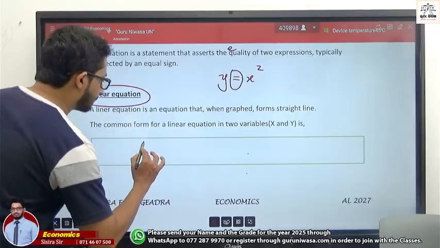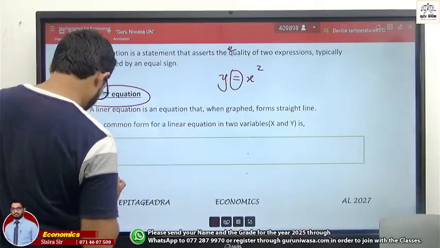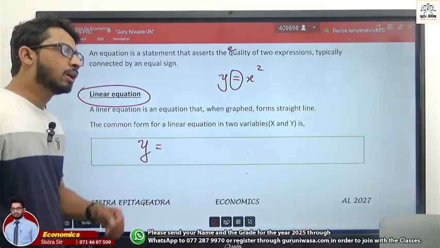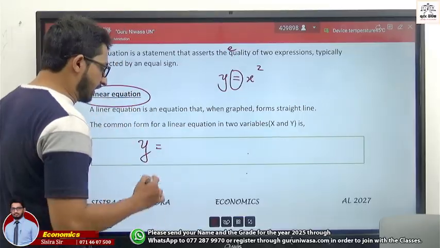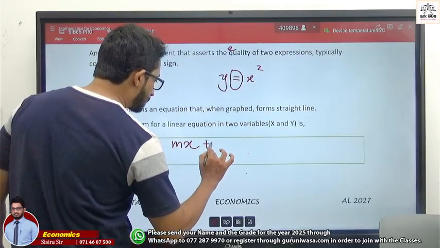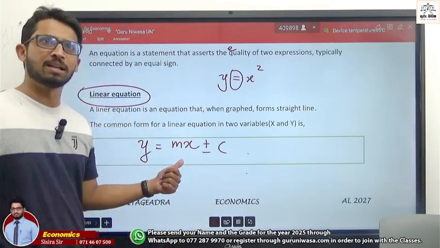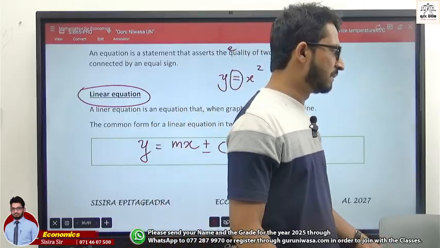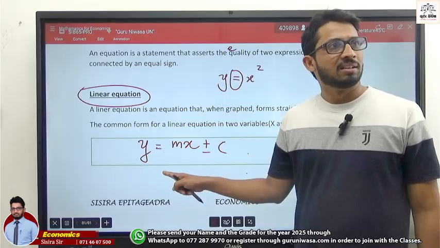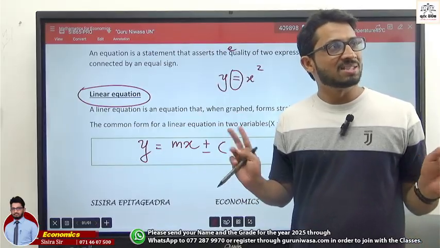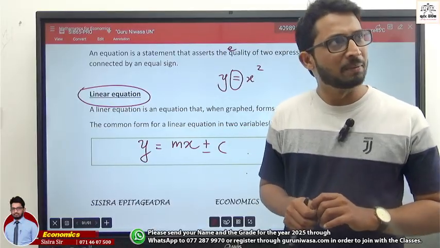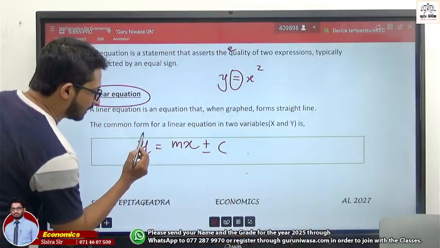Can you remember this? This is the standard form of a linear equation: y equals mx plus or minus c. Can you remember this, Lamai? I don't know how you use it in your O-level syllabus. Is it different or the same? The same one, sir. Same name. Right. Yes. What is this?